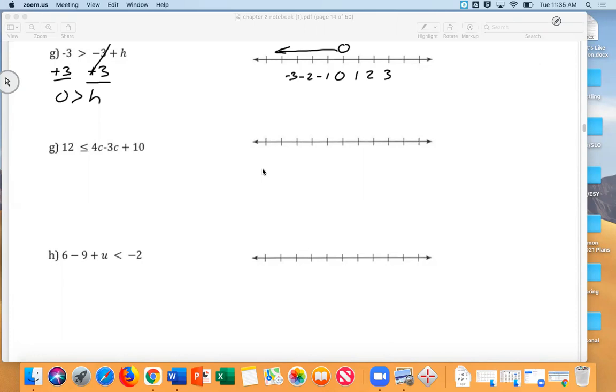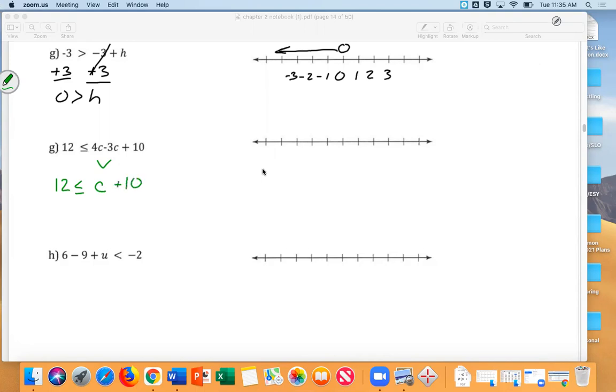What's 4c minus 3c? So if I have 4 cups and I take away 3 cups, how many cups? 1c. Yep, 1c. So these are going to combine to give me 1. So I have c plus 10.